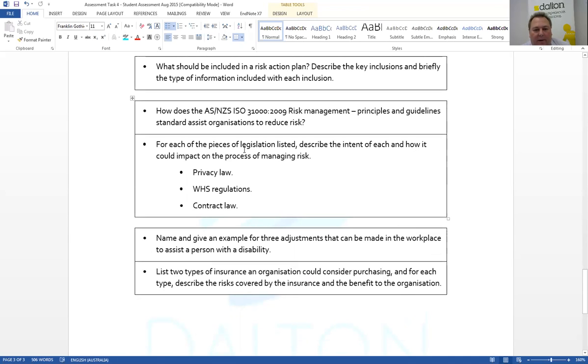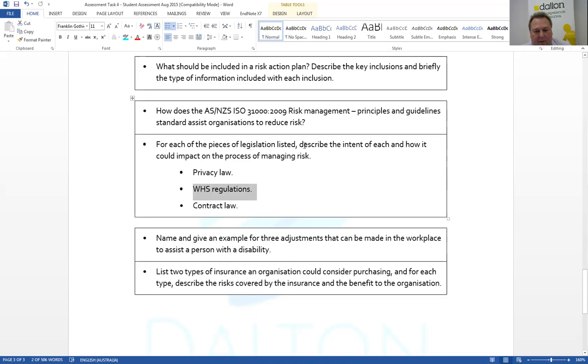For each of the pieces of legislation listed, 1, 2, 3, describe the intent of each. Intent of each, or in other words, the purpose of each, and how it could impact on the process of managing risk. Privacy laws. What's the purpose of privacy laws? Work health safety regulation. Describe the intent of each. What's the purpose of it or intent?